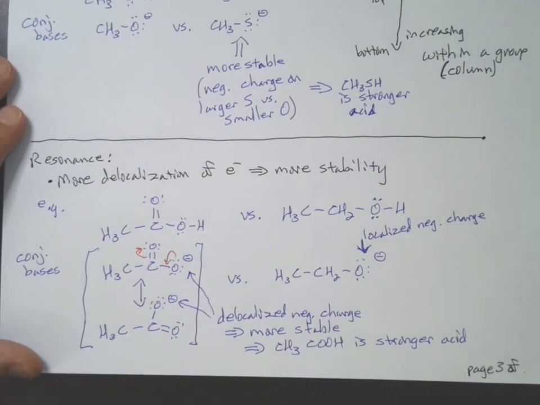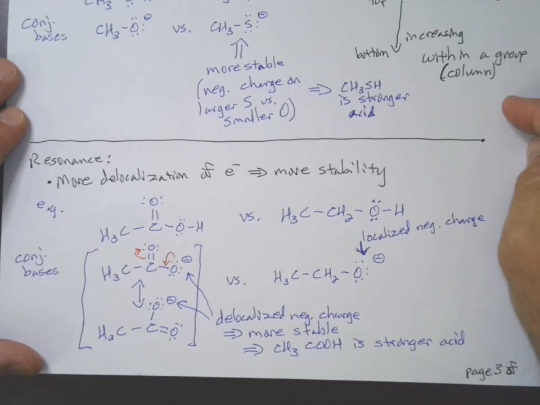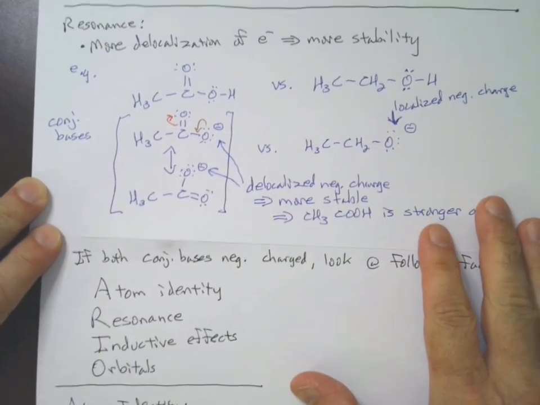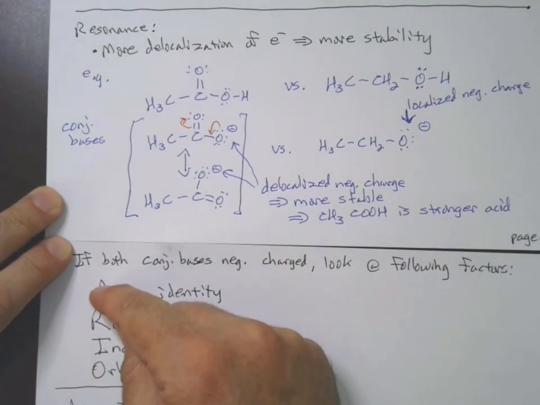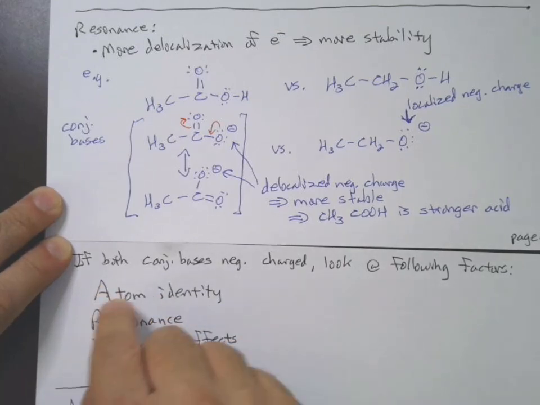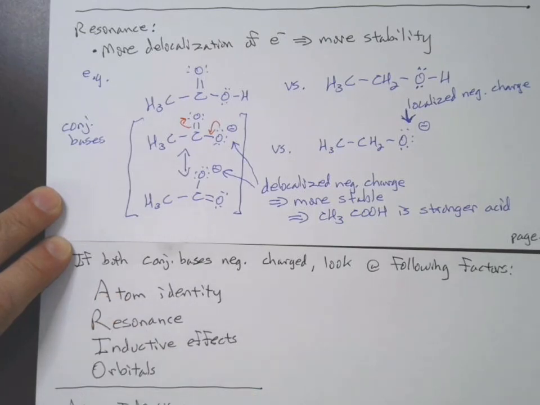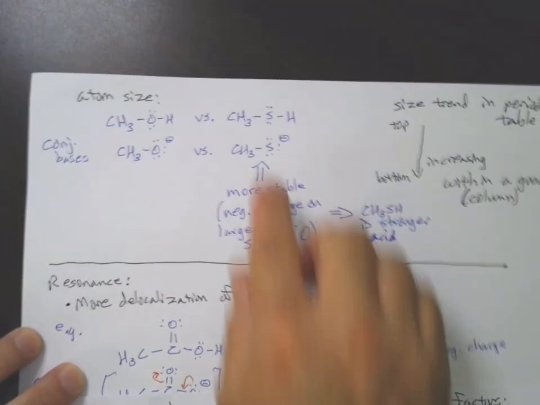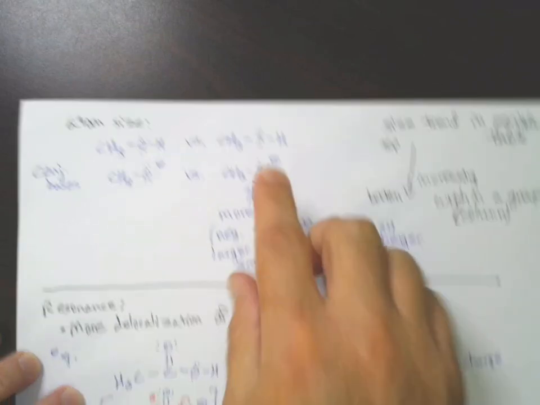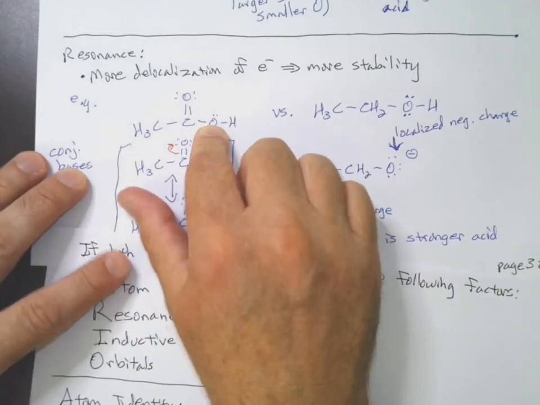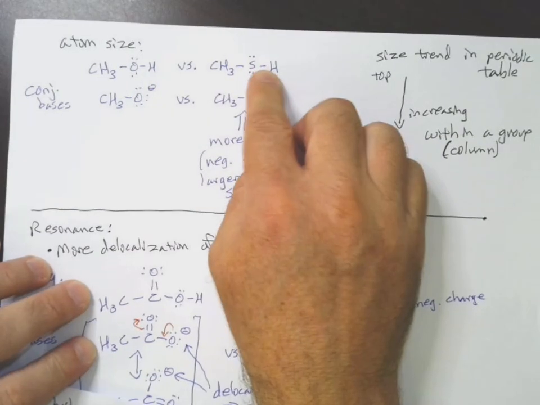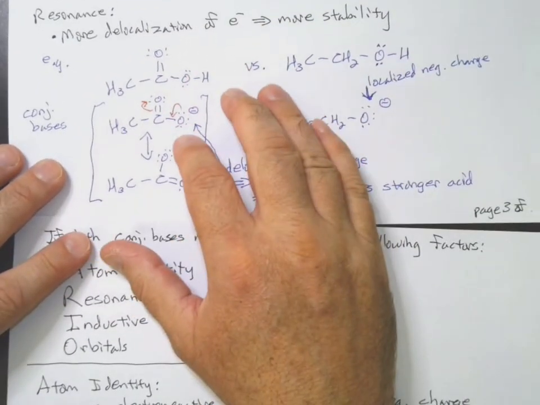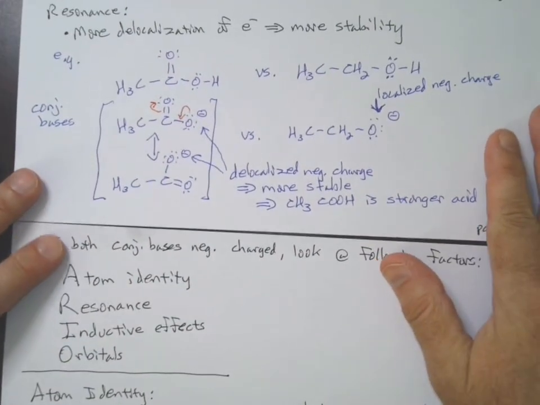All right. Now, which is more important? Atom identity or resonance? In general, we go in decreasing order of importance. So usually atom identity is more important than resonance, but not always. For example, acetic acid is a stronger acid than CH3SH. The pKa of this guy is around 8, the pKa of acetic acid is around 5, 4.75, whatever. This is like 8.3. And so clearly this is the stronger acid. In this case, the delocalization is more important than the atom size. So there are always some exceptions.